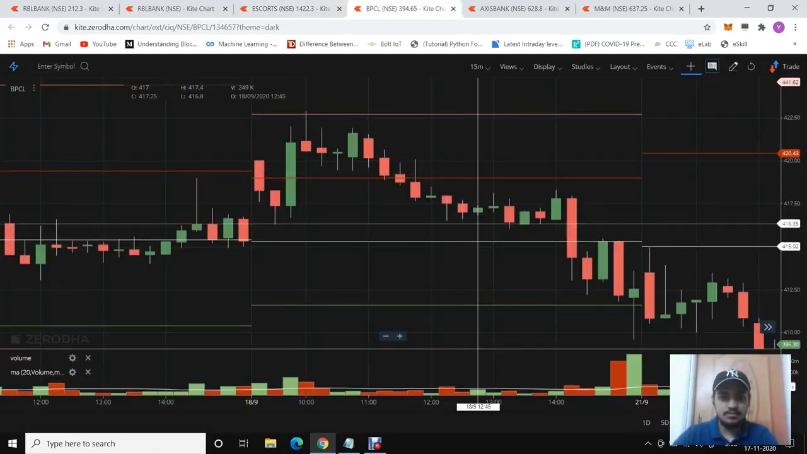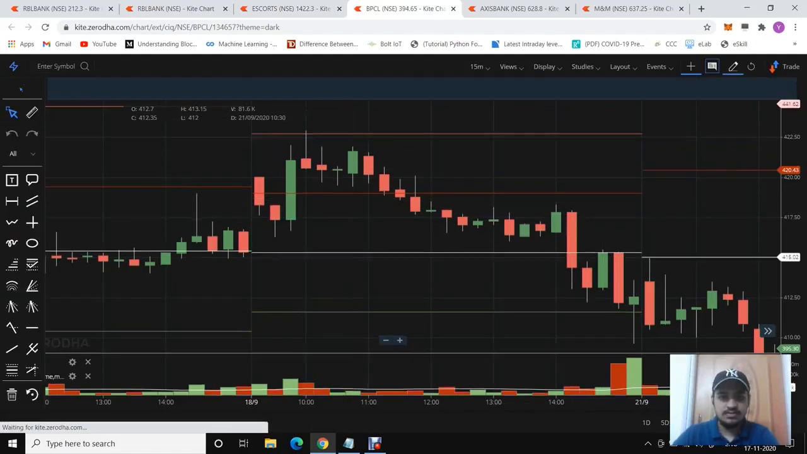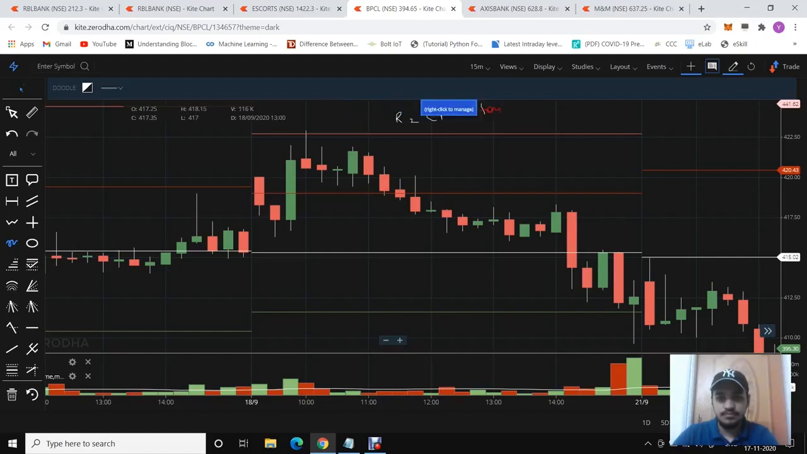So this is the example from BPCL 15-minute time frame. Again the same thing, what has happened here. In this case this is your R2, resistance 2. Now what has happened is that price was just below it. So that means this R2 will act as resistance. It came till this price and made again a shooting star, which is a bearish candlestick pattern.